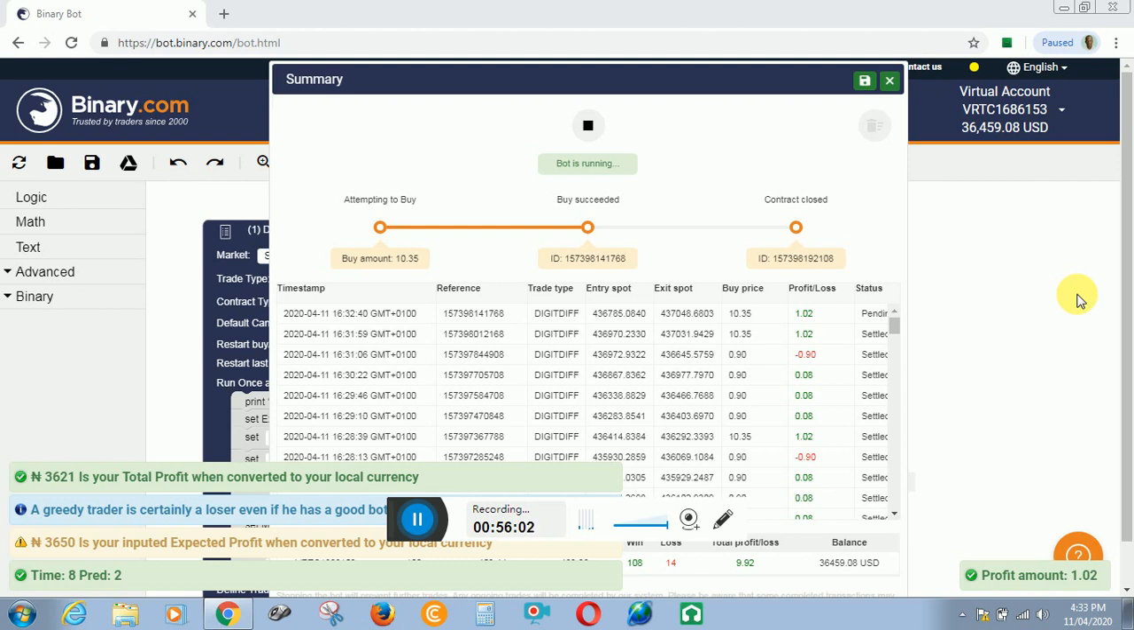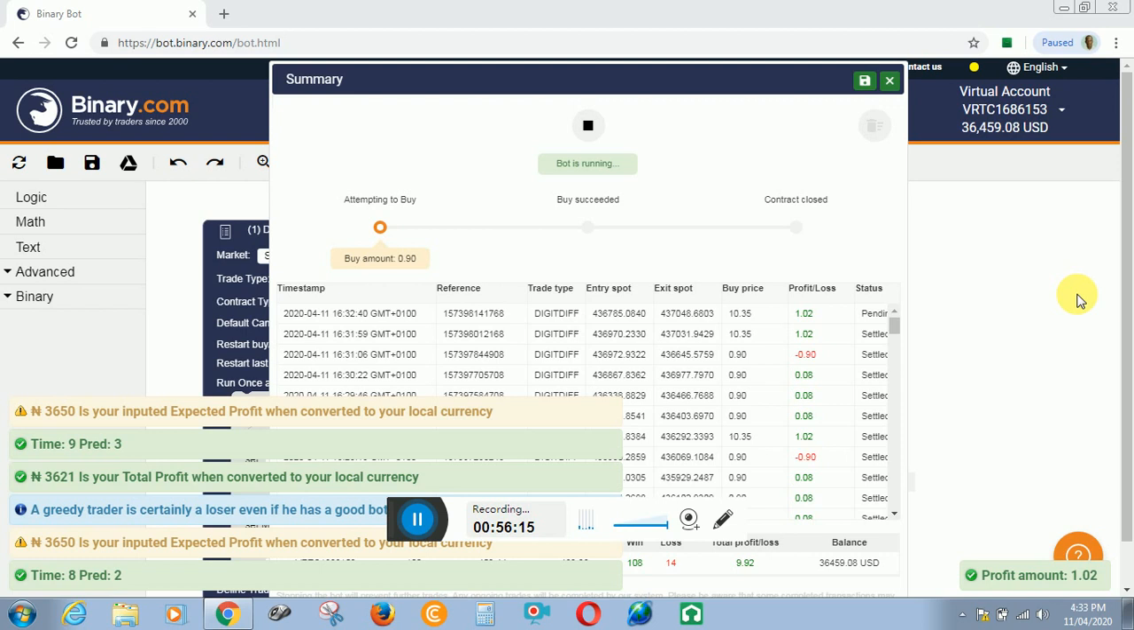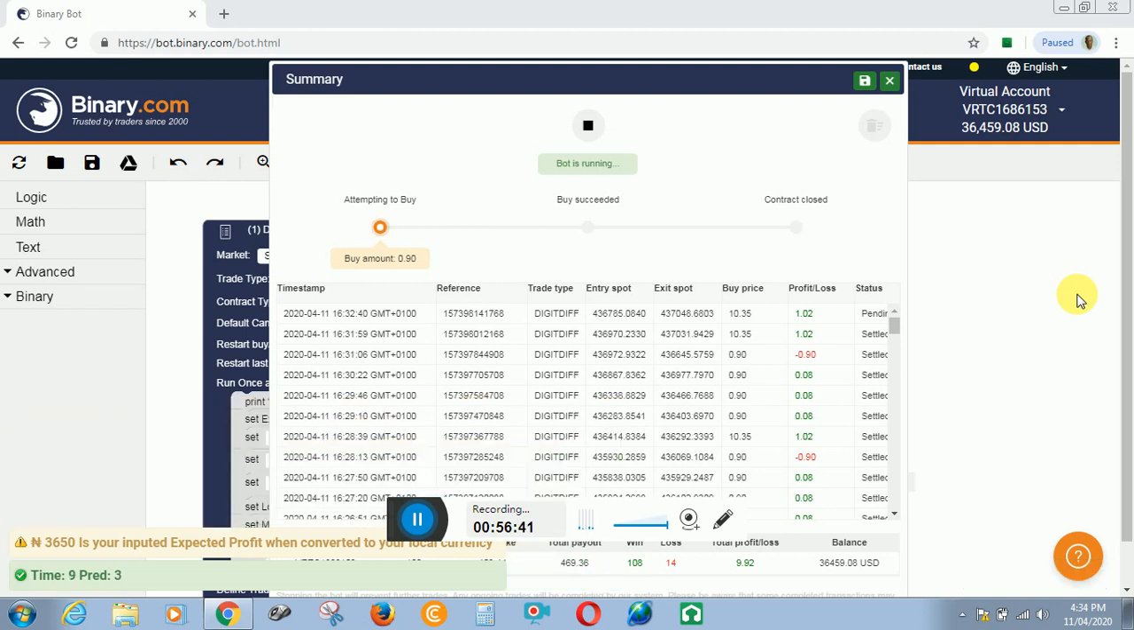All right, we have arrived at our target. We have arrived at our own target of $10, which is equivalent to 3,650 naira. Okay, we have arrived at our target. So now you can see we have arrived there.